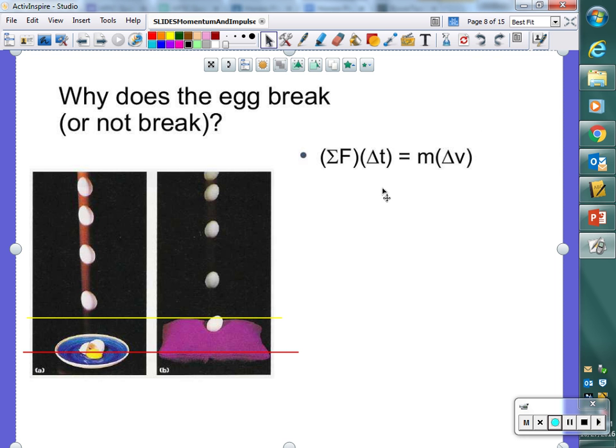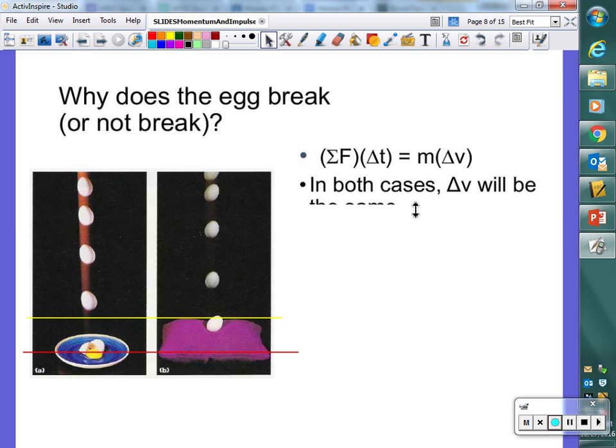This situation right here, from yellow to red, in both cases, delta V is going to be the same, from my yellow line to my red line. Does that make sense, that in both cases the change in velocity is the same? If we drop them, they're both going the same speed when they hit yellow, and eventually they're going to stop at red. So delta V is the same in both cases. Kara, go ahead. That's right.